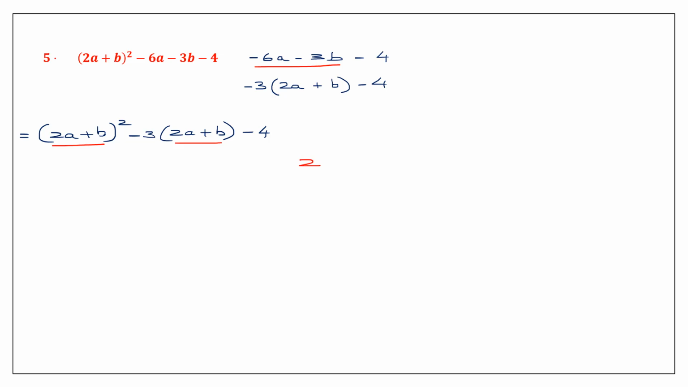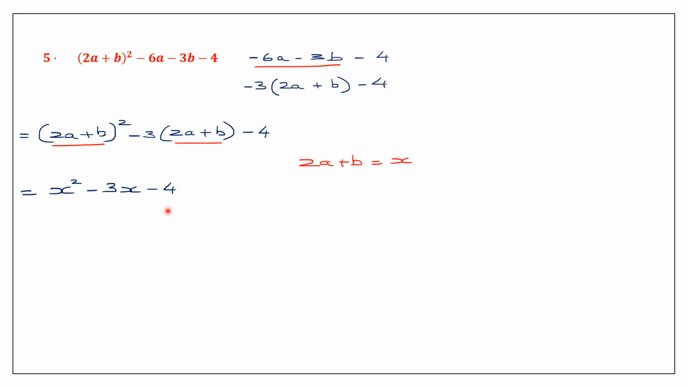So let 2a plus b be equal to x. Let's take it as x. Now we're going to use this in this expression. We're going to substitute 2a plus b with x in this expression. So first we have 2a plus b the whole square. We're going to write x square minus 3. 2a plus b is simply x there, minus 4. So I hope you understood how we got this. X square. X stands for 2a plus b and minus 3x minus 4.